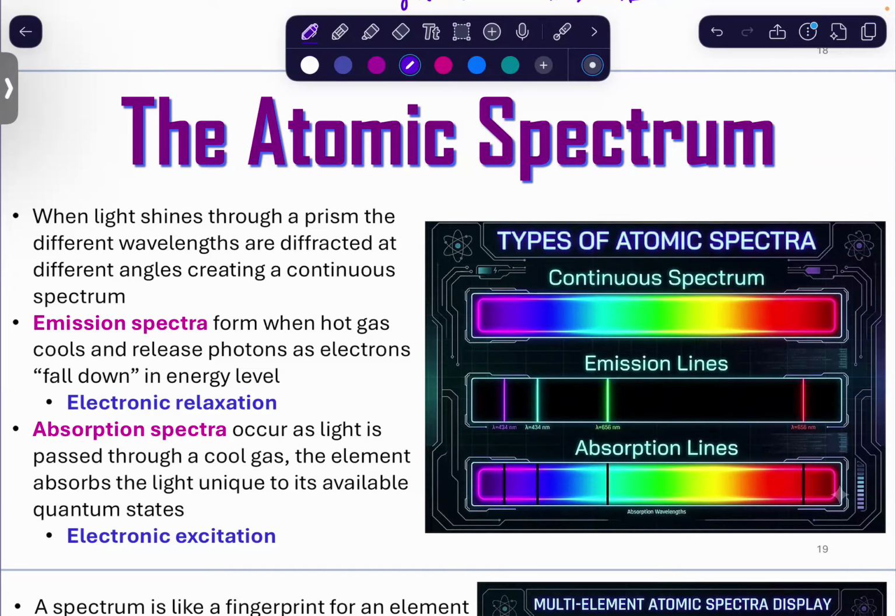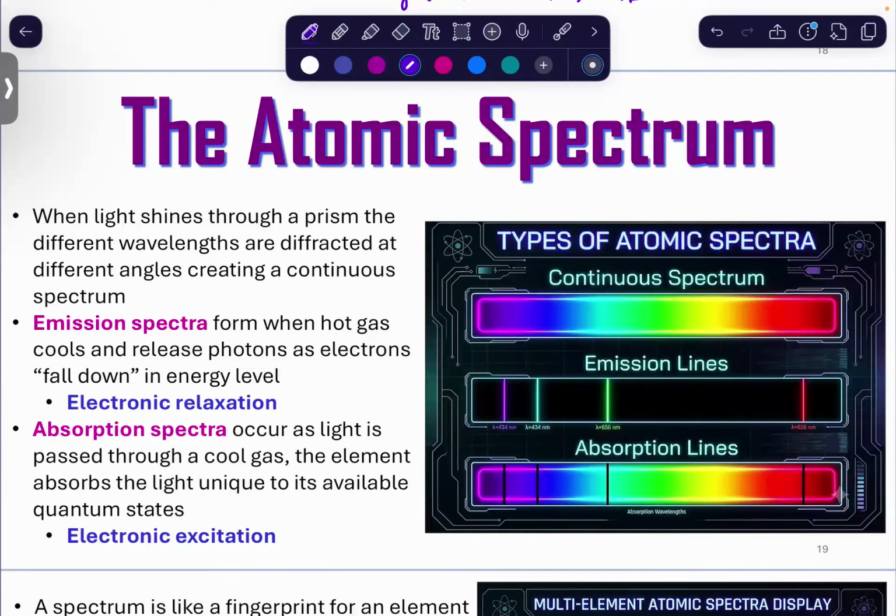When the gas cools down, those electrons fall from their high energy levels back down to lower energy levels, which is called relaxation. The energy difference is emitted as a photon. Those photons are going to be emitted in very specific wavelengths. So an element will emit a very specific emission spectrum.